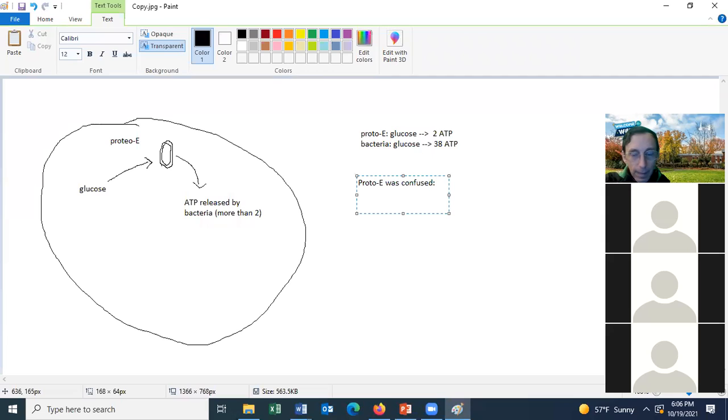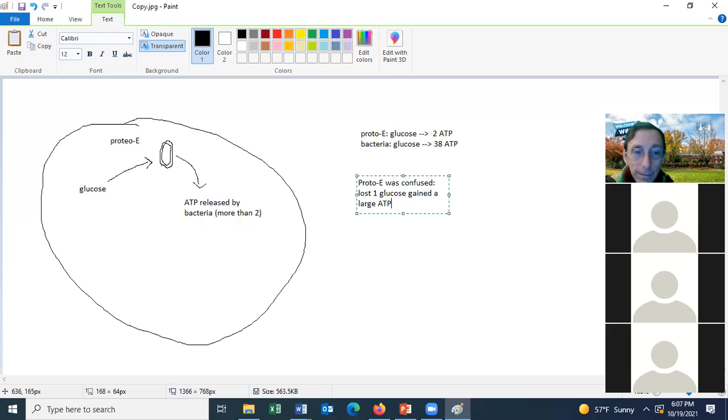Because it lost one glucose molecule, but gained, we'll just say gained, a large number of ATP. Many more than the proto-eukaryote could make from one molecule of glucose. Any question about any of that?